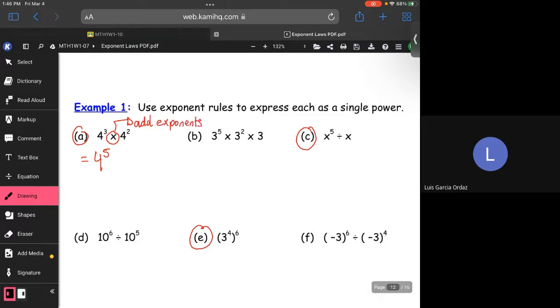Okay. Next one. Because x doesn't have an exponent, what do we assume it is? What number? 1. So who can tell me what x to the 5 divided by x to the 1 gives me? Sean. X to the 4. Yep, x to the 4. So wherever we see division, we're going to subtract.